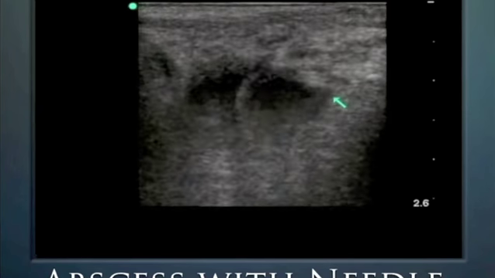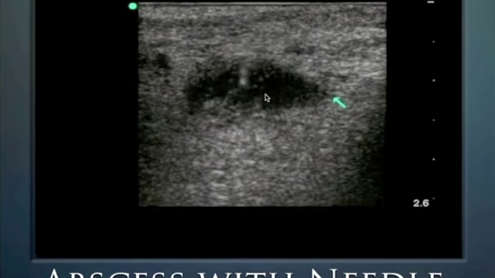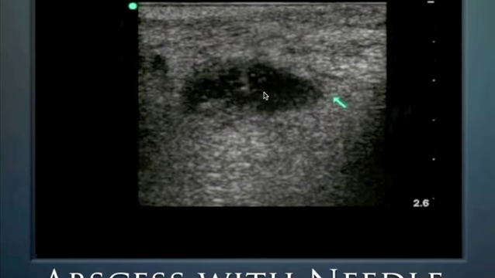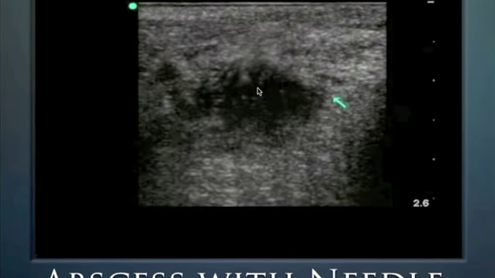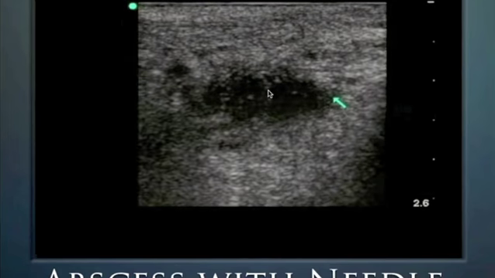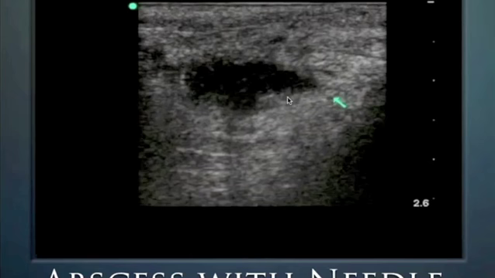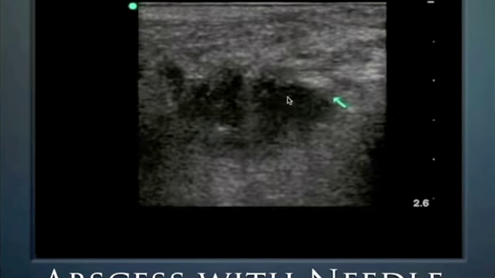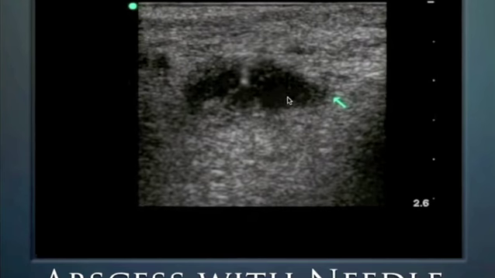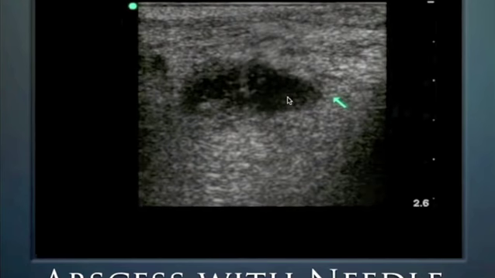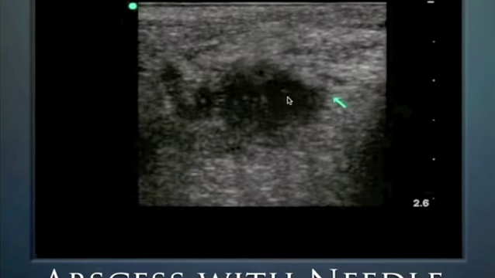Just another example of guiding a needle down to an abscess to confirm, on the one hand, that there is actually pus coming out of there, and it's not just a seroma or another type of fluid collection. Also, in some centers, they treat abscesses by needle aspiration rather than an open drainage procedure, if they're small enough, and that's just what's happening here, just ultrasound guided needle abscess drainage.